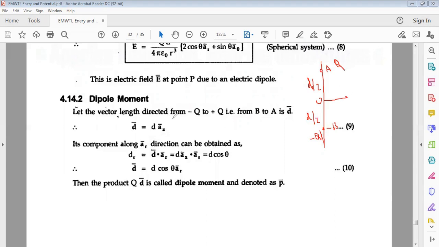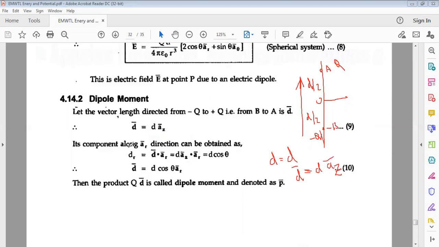The vector length directed from minus q to plus q is in this direction. Upward direction is a_z bar, downward direction is minus a_z bar. So d bar is equal to d, and now d bar is a vector in the point A direction, which is the positive a_z bar direction. So d into a_z bar has the magnitude and also the direction.